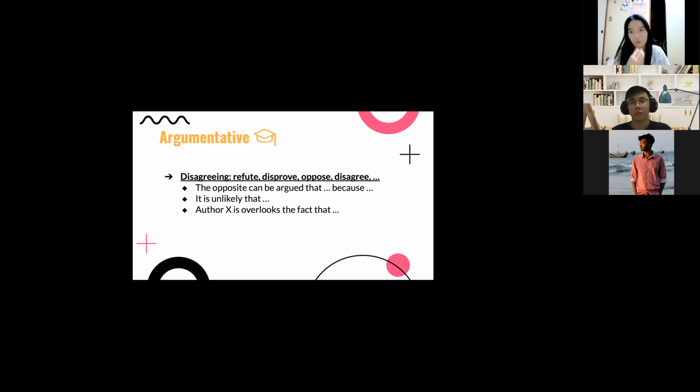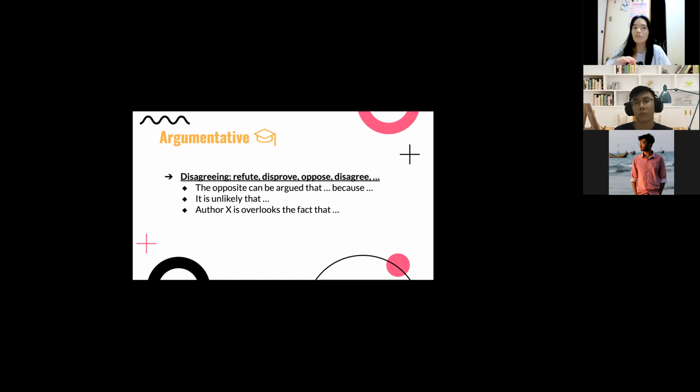You don't really approve this. You don't really agree with that. Some words that people would use are that this could be refuted, or you show your opposition towards their statement by saying that this could be opposed by the opposite. It can be argued that blah blah blah because blah blah blah. Or it is unlikely that, or the author themselves overlooks the fact that, and you point out what kind of thing they have been missing.